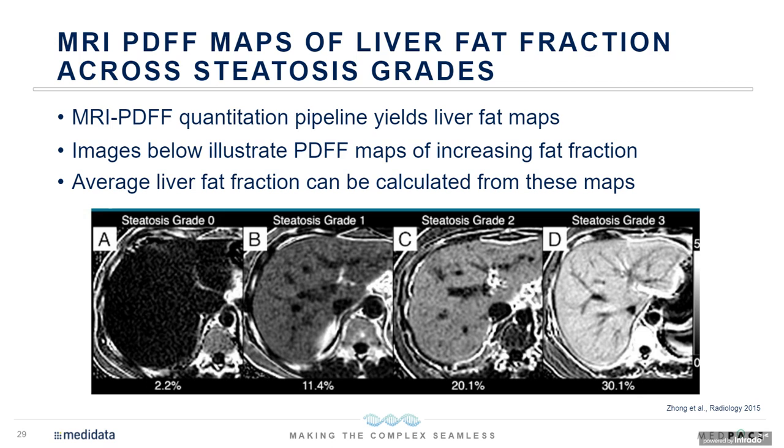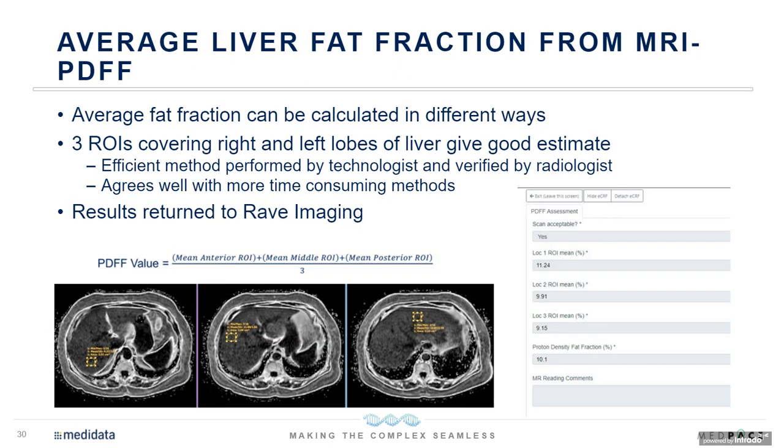The MRI PDFF quantitation pipeline yields liver fat maps, as shown on this slide here, for different steatosis grades on the histology-based semi-quantitative steatosis grading scale. Average liver fat fraction can be calculated from these maps in a number of different ways. Typically, 3 regions of interest, or ROIs, are selected, 2 from the right lobe and 1 from the left lobe, and the average of the 3 ROIs is calculated as the proton density fat fraction percentage.